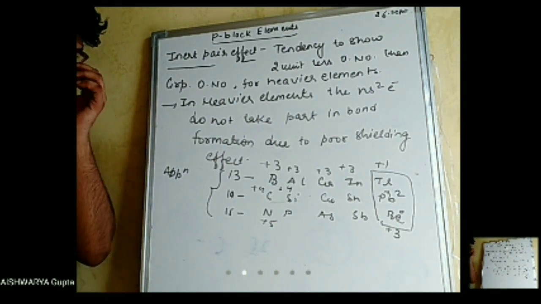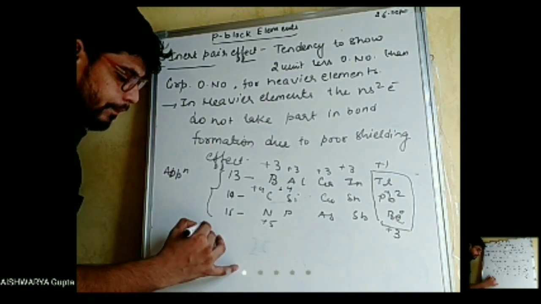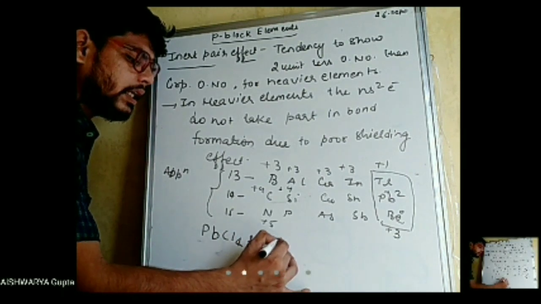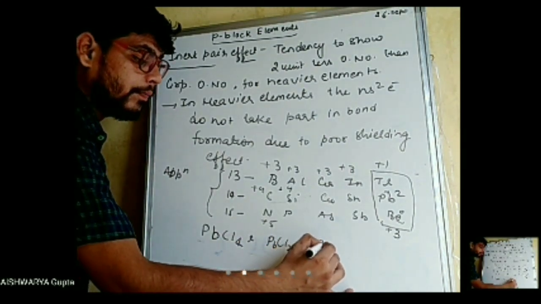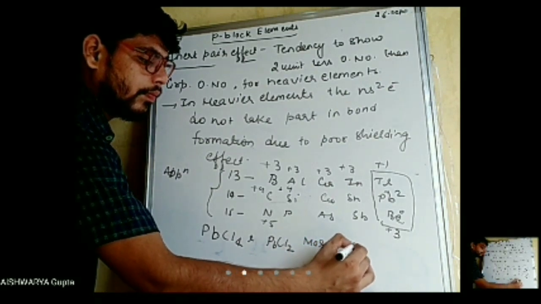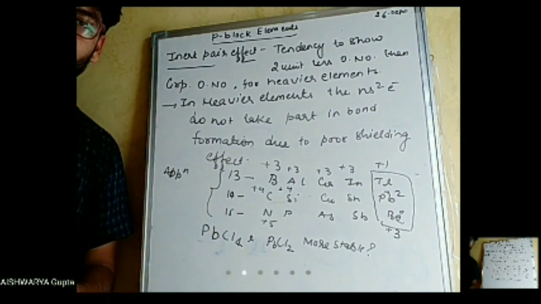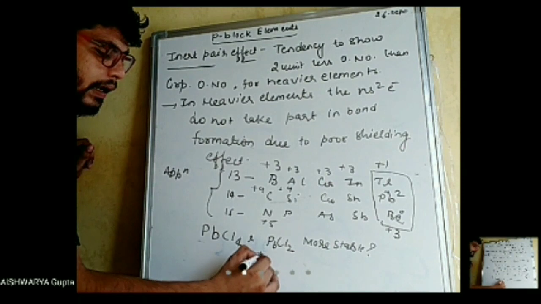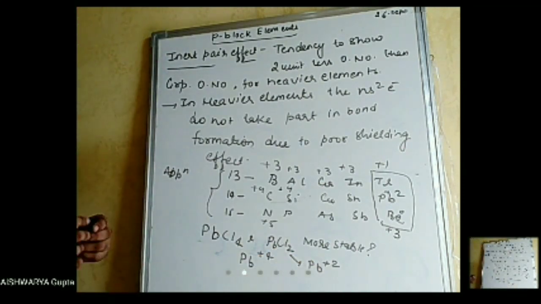Okay. And if I ask, among PbCl4 and PbCl2, which one will be more stable? Simply, in PbCl4, lead is having +4 oxidation state. In PbCl2, lead is having +2 oxidation state. So beta, which one will be more stable?